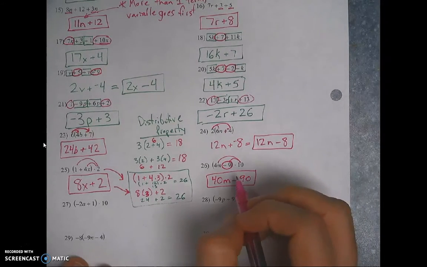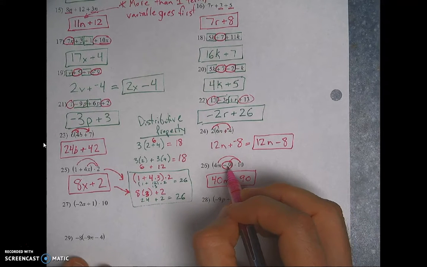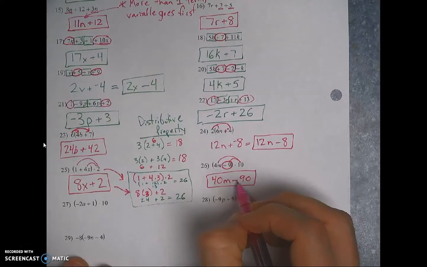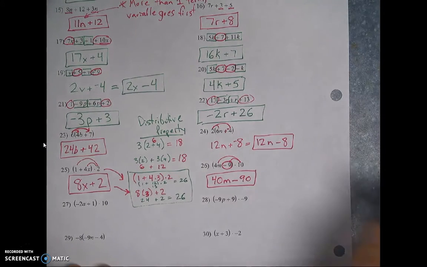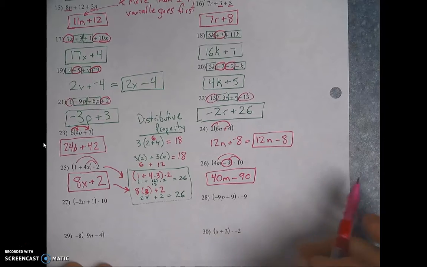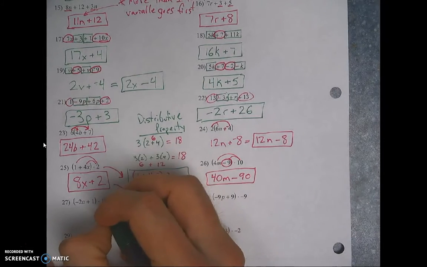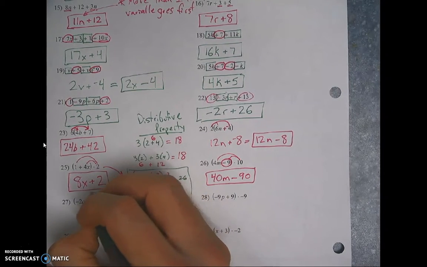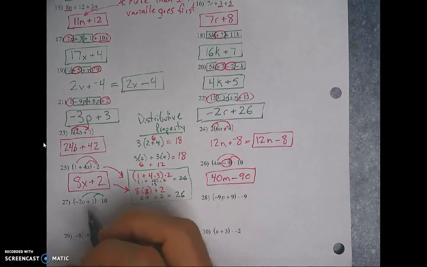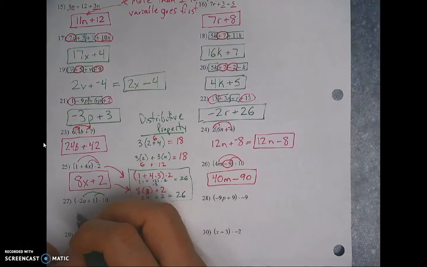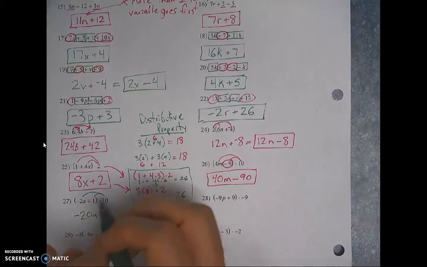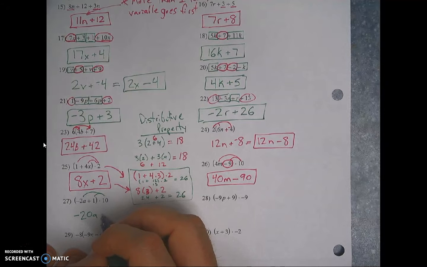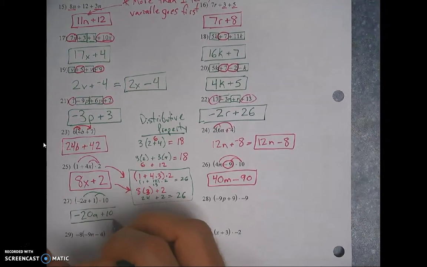So that is simplified. 10 times negative 9 is negative 90, and I just write minus 90. So negatives are like a minus, and positives are like a plus. Makes sense. So 27. I'm taking the 10 that's on the outside and multiplying it times both terms. 10 times negative 2a is negative 20a. I'm going to put the variable up front. And 10 times 1 is just 10, so it's plus 10. Done.